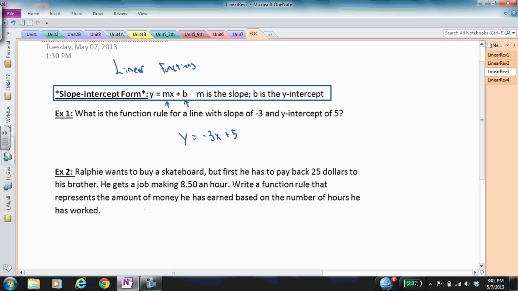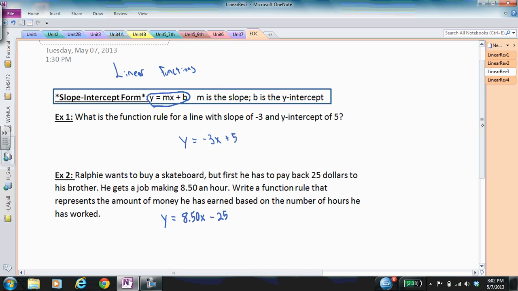So we know it's going to be of this form, y equals mx plus b, that we're talking about up here. The question is, what's m and what's b? Well, $8.50 an hour represents our slope. That's the rate of change, the amount he's making per hour. So it's going to be y equals 8.50x. Now, he owes his brother $25, so he has to subtract $25 from whatever amount he makes. So the equation is y equals 8.50x minus 25.